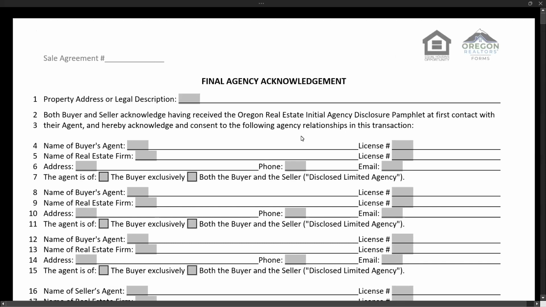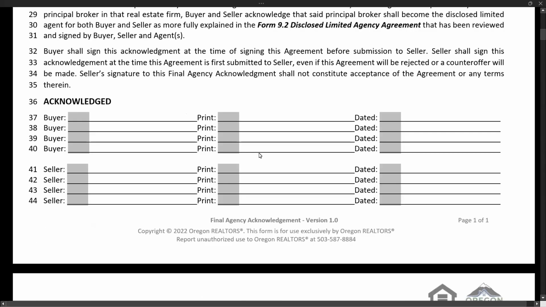acknowledgement. So the first page of the document, not actually the purchase and sale agreement, it's the final agency acknowledgement, and you should know how it works, and you should provide this every single time you start a transaction.